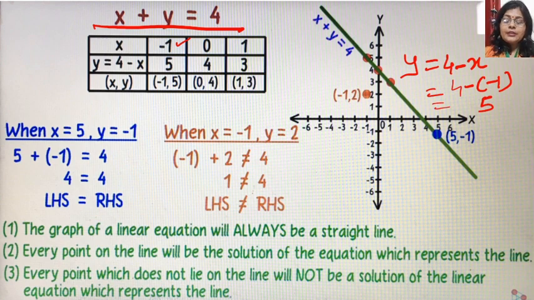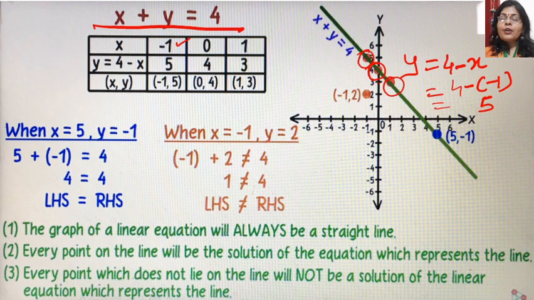Now it is time for us to plot minus 1 and 5. This is minus 1 and 5. 0 and 4. This is 0 and 4. And 1 and 3. This is 1 and 3. The second coordinate is of y and the first coordinate is of x. So we can similarly plot.